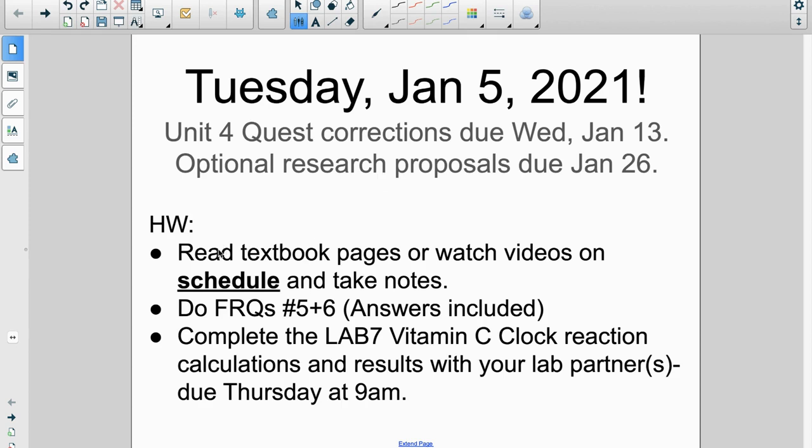A couple of reminders. The homework is to read textbook pages or watch the videos on the schedule. Take notes. Do FRQs number 5 and 6. Answers are included with these in that big packet of FRQs for kinetics. And then complete the Lab 7 vitamin C clock reaction calculations and results with your lab group. This is due Thursday at 9 a.m.